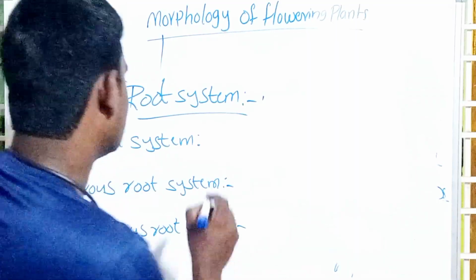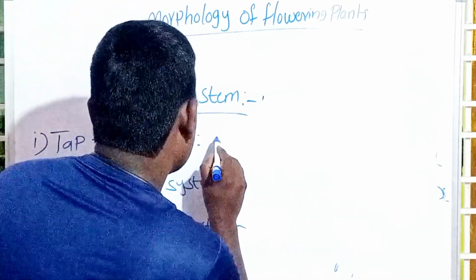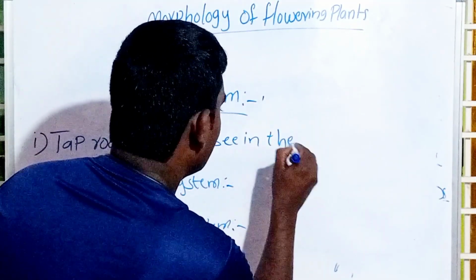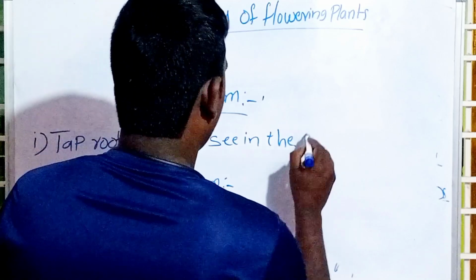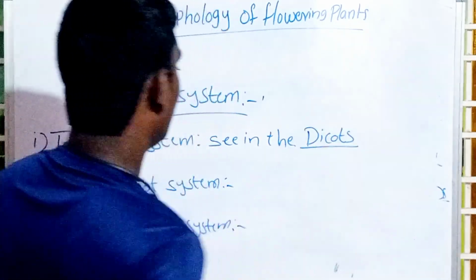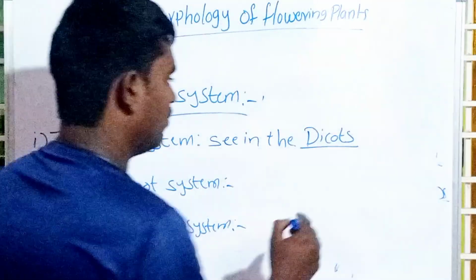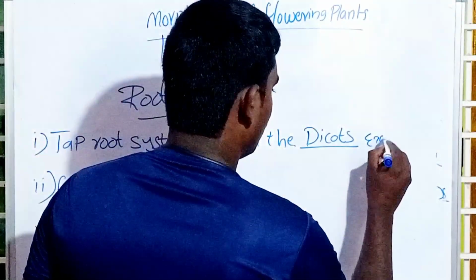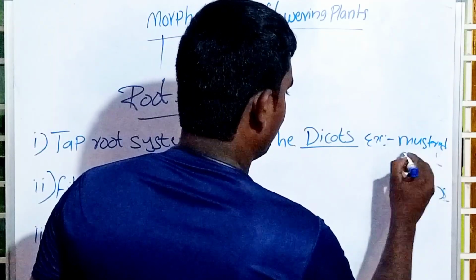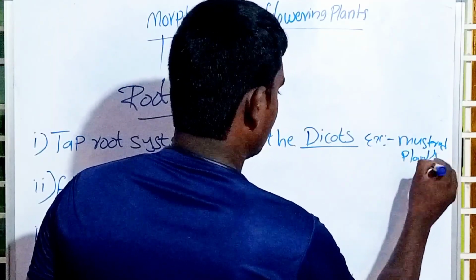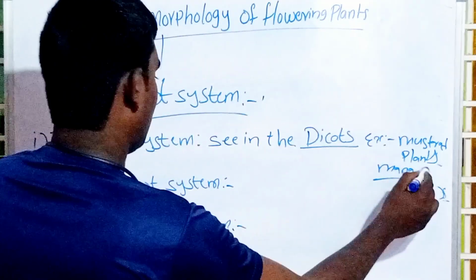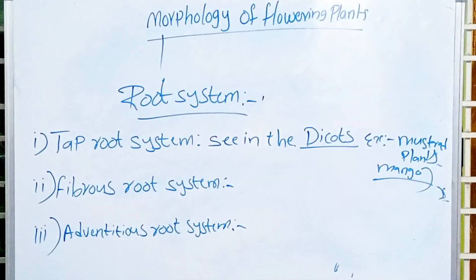The taproot system is seen in dicotyledonous plants, in dicots. Example: mustard plants and mango. And next one is the fibrous root system.